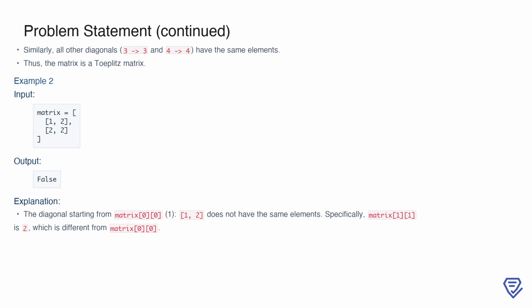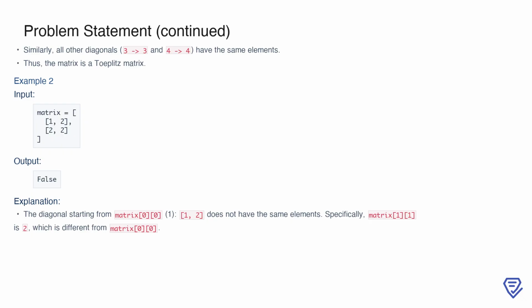Now, continuing with the first example, the diagonals containing 3 and 4 are also consistent, as each of these diagonals contains identical elements. Therefore, this matrix satisfies the conditions of a Toeplitz matrix, and the function should return true.